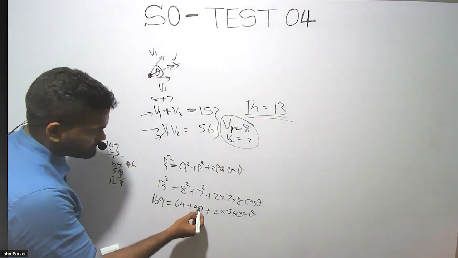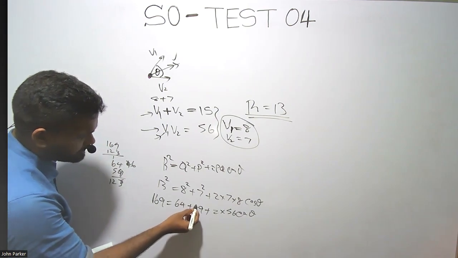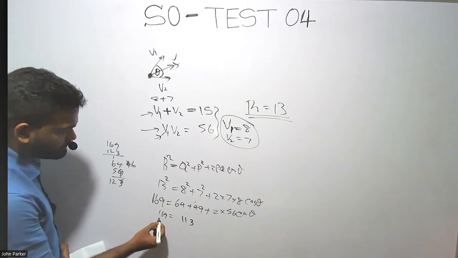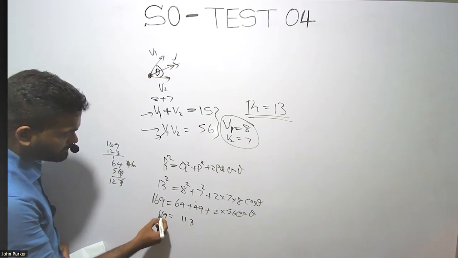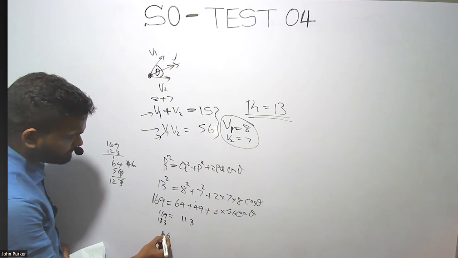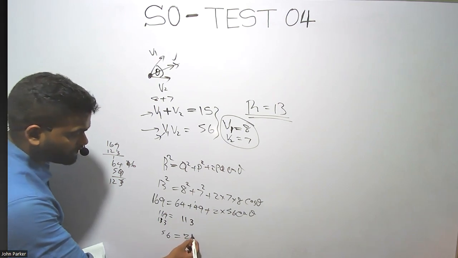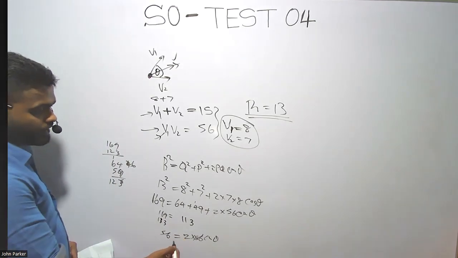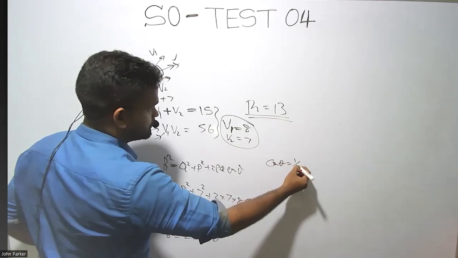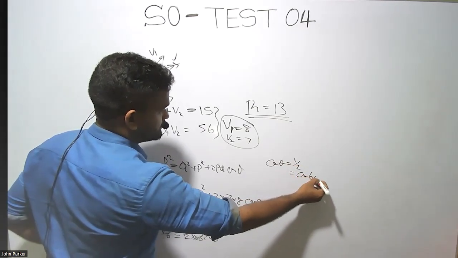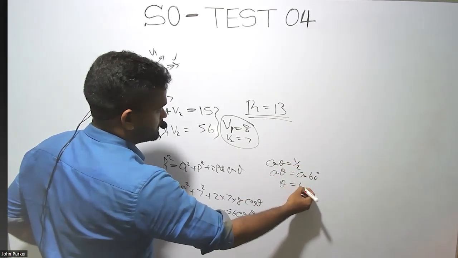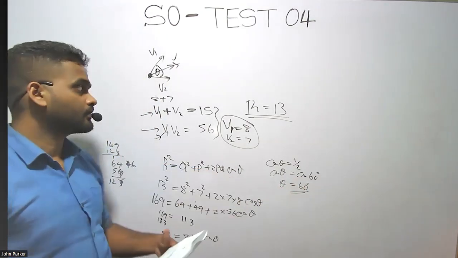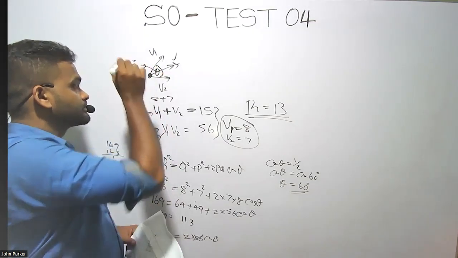So here 64 plus 49 is 113. 169 minus 113 is 56. So you get 56 equals 2 times 56 cos theta. So 56 cancels off. So you get 1 over 2. So cos theta is equal to 1 over 2. 1 over 2 means cos 60, right? So theta should be 60 degrees. So that should be the inclination there. So this theta is 60 degrees. Got it?